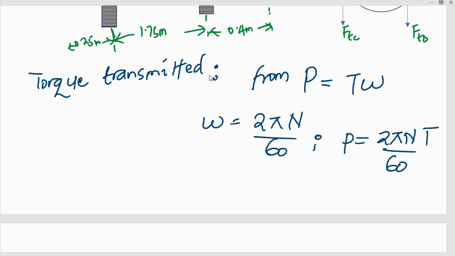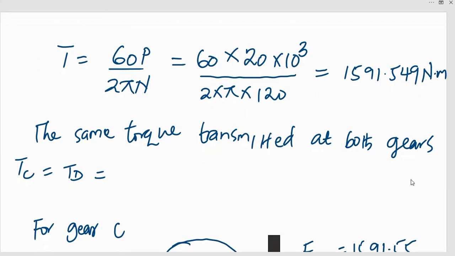So torque is obtained from power equal to torque times omega, whereby omega is the angular velocity or angular speed, and angular speed is equal to 2 pi n divided by 60. So if I substitute it in the power equation, then the power will equal 2 pi n T, where T is torque, divided by 60. What does it give me? It gives me torque as 60 times power divided by 2 pi n, and these quantities are provided to us. Power is 20 times 10 to the power 3, then n is 120.